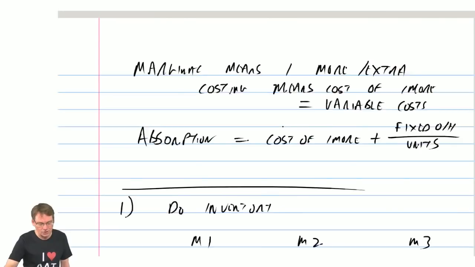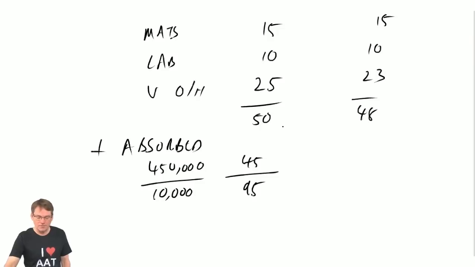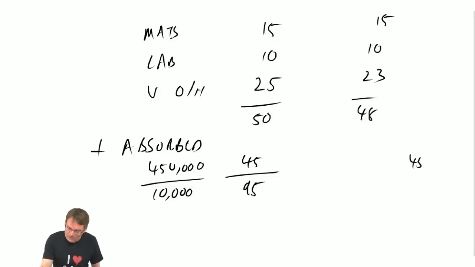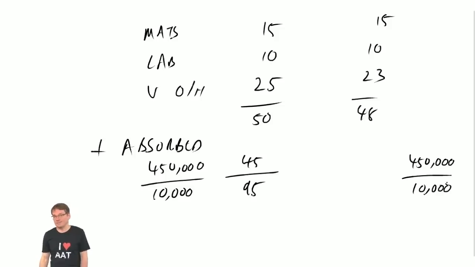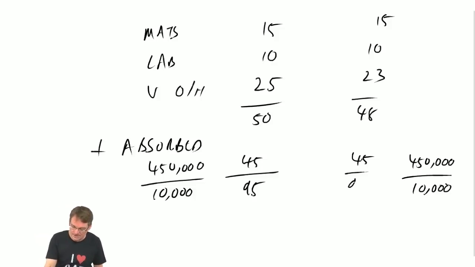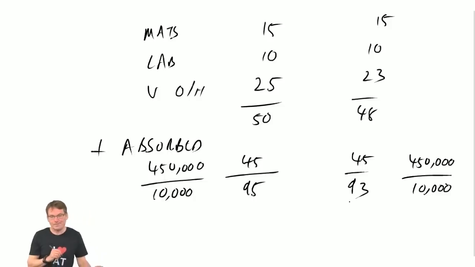So they will be valued at whatever we did last month. We've already worked out the variable cost: 15, 10 and 23 comes to 48. The amount we absorbed last month, fortunately, is exactly the same. You spent the same amount, you made the same amount. So fortunately, that also comes to 45. But in a different exam question, it could be a different amount. Last month, we might spend a different amount and make a different number of units. In this case, it's exactly the same. So that comes to 93.